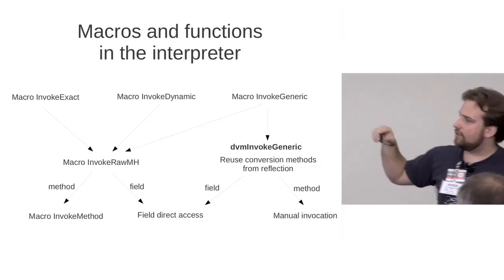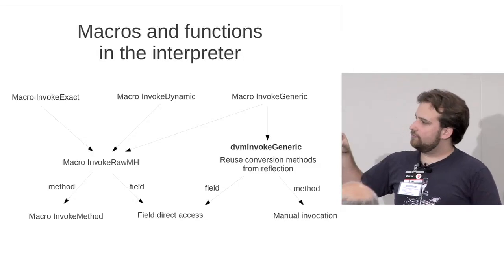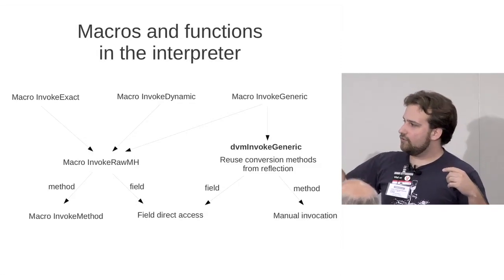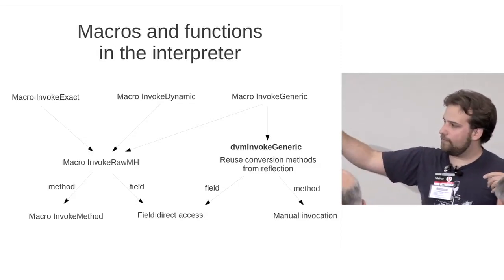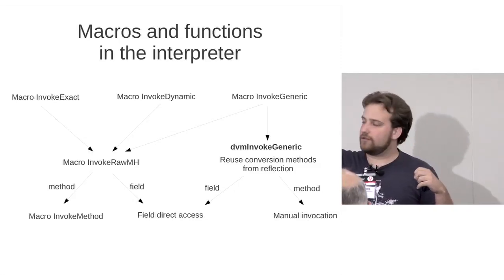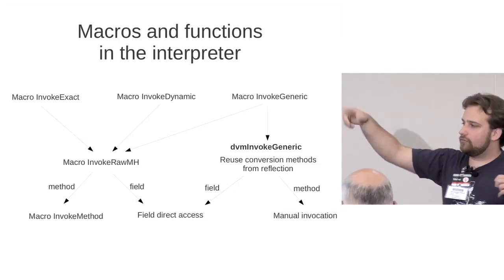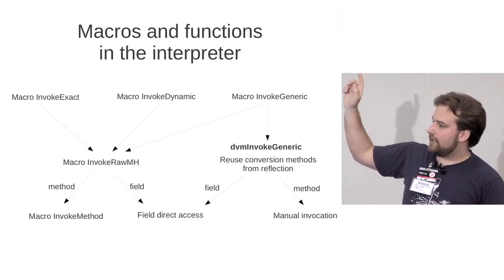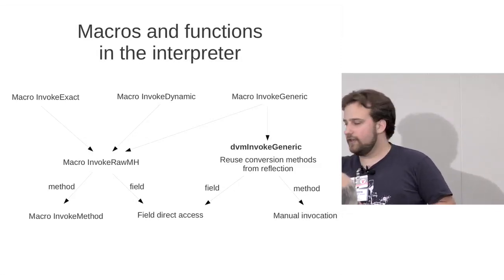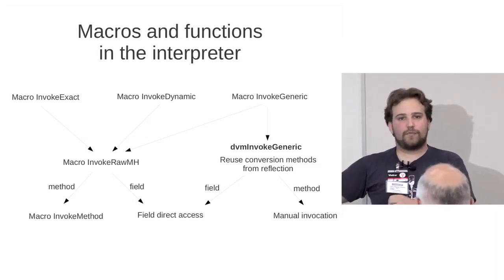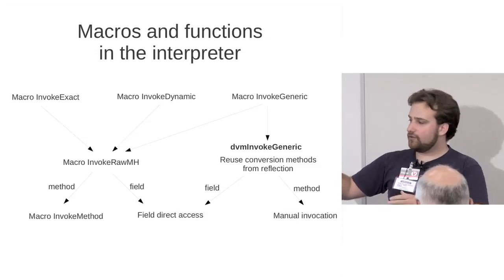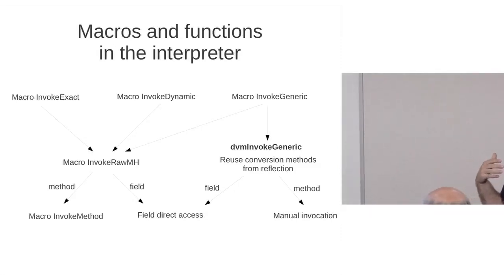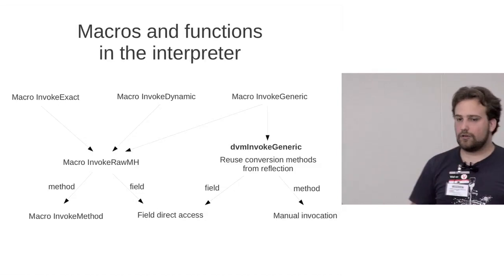For InvokeGeneric, it's a little bit more difficult, because if the method type doesn't match, we have to convert the argument. So we have a specific function. We use the reflection mechanism, and we access directly the field, or we have to create a stack frame and call a method manually, because the dex file is read-only, so we can't rewrite it.